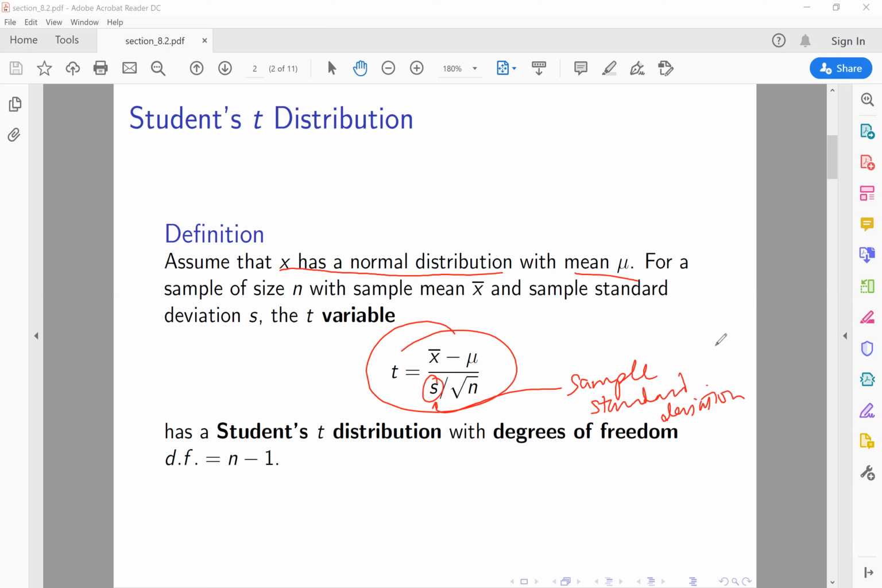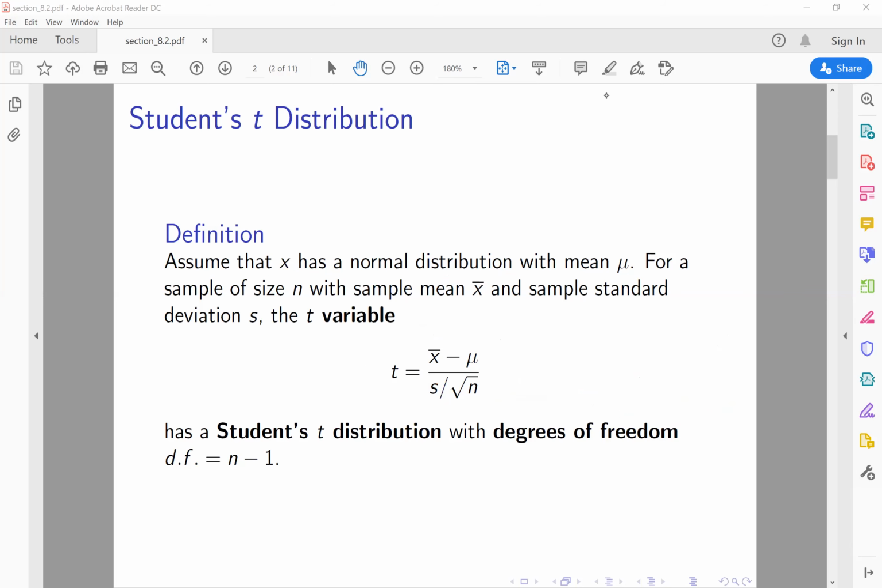And so because of that, we do not get a z distribution anymore. We do not get the standard normal because we've replaced the sigma, the population standard deviation, by s, which is the sample standard deviation. We say this variable has a student's t-distribution with n-1 degrees of freedom. That is the sample size minus 1. It's called student's t-distribution because the person who first wrote about it did so under the pseudonym Student. Okay, so this is the t-distribution, and we should take a look at what the graph looks like.